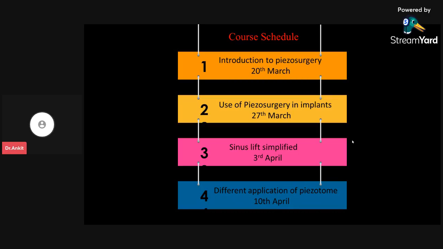In the third lecture, we'll discuss sinus lifts. There are various alternatives, be it direct or indirect, and different techniques of sinus lift: the lateral one, the hexagonal one, the square one. These are the different types of sinus lifts which we'll discuss on the 3rd of April.